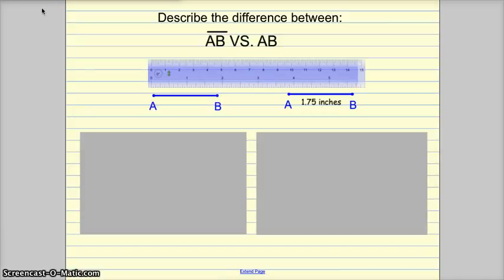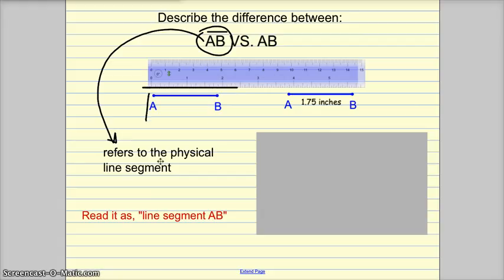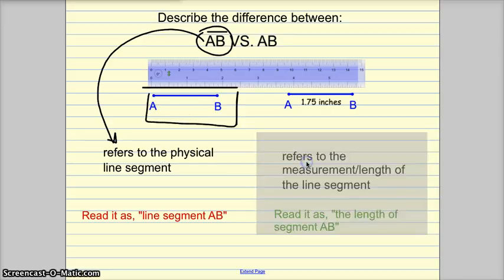Next thing is the difference between AB with that line segment on top of it versus AB without the line segment on top of it. Again, in geometry, you need to make sure that you say what you mean and mean what you say. These do have slightly different meanings, even though they look to be about the same. So the first one, when you have AB with the line segment on top of it, you're referring to the physical line segment. You're discussing this thing as an object, the line segment from A to B. When there's no line on top, what you're referring to now is the measurement of the line segment from A to B.